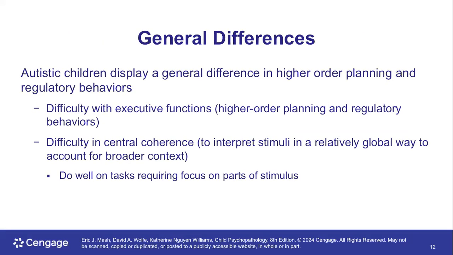Okay, so there are other general differences, such as differences in higher order planning and regulatory behavior. So we might see challenges with executive functioning, impulse control, self regulation, and so forth. We also see difficulty with central coherence, which is the ability to interpret the composite image in a global way. And instead of interpreting globally, there might be a hyper focus on one aspect of that image.